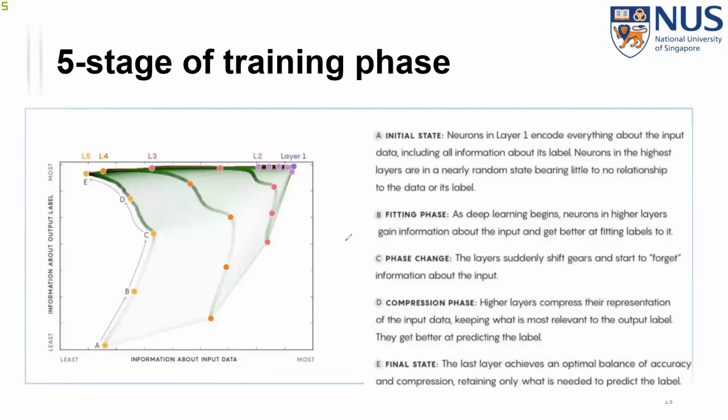Or fitting. Yeah. It has five stages, but I have already gone through it once before, so I won't read them again. It's quite clear. At the beginning, everything is low, then it starts to go to the right upper corner because it starts to fit, and goes to the left upper corner because it starts to compress. And in the final state, it achieves the optimal balance of accuracy and compression.